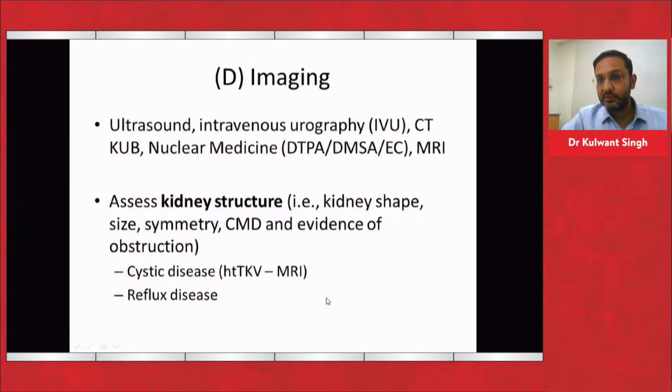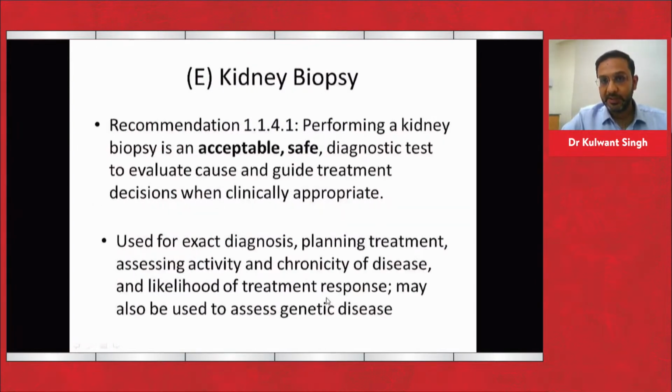Like in cystic diseases, we go for height adjusted total kidney volume by MRI scan, which helps us to know the progression of that cystic disease, whether we can start drugs like tolvaptan in those patients or not. In reflux disease patients, to stratify what kind of reflux they are having, what is the stage, whether we should go for only medical management or we should plan some surgical management in such patients.